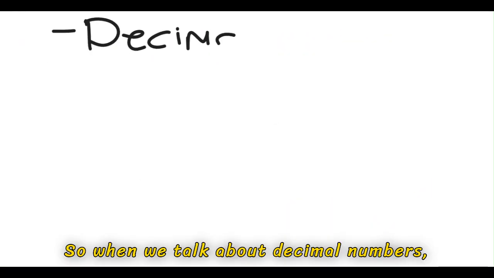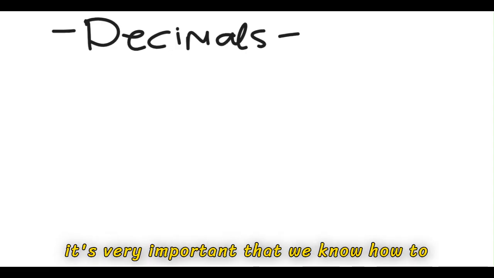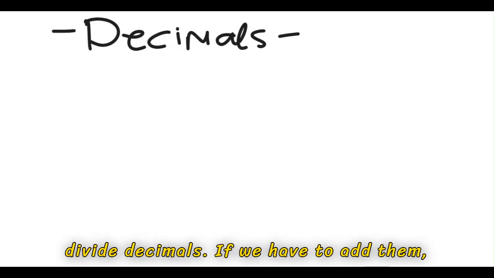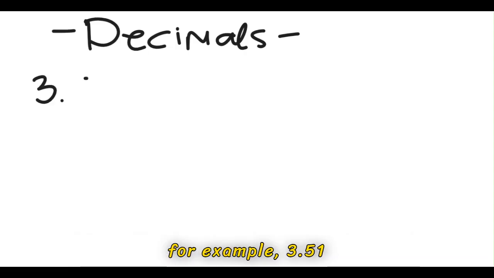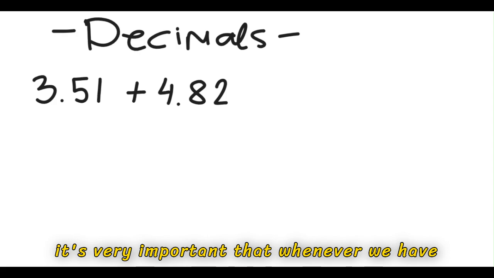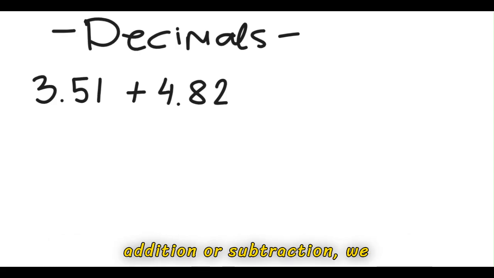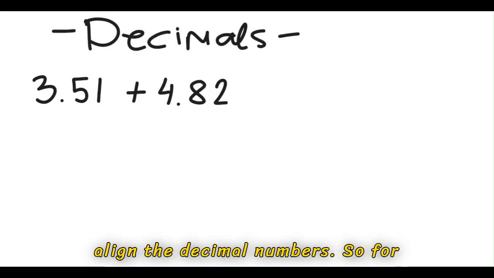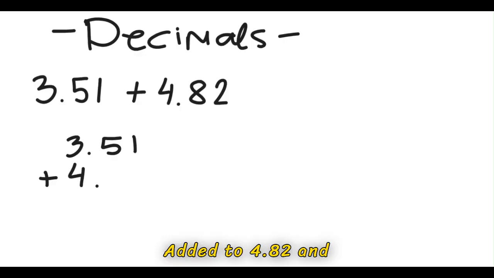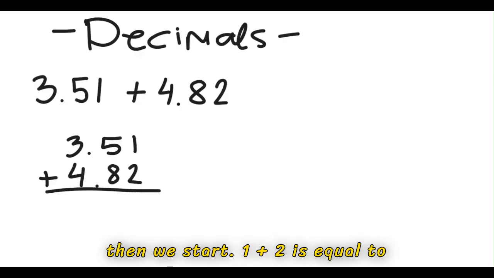Now to decimals. So, when we talk about decimal numbers, it's very important that we know how to add, subtract, and how to multiply and divide decimals. If we have to add them, for example, 3.51 plus 4.82, it's very important that whenever we have addition or subtraction, we align the decimal numbers. So, for example, 3.51 added to 4.82. And then we start.